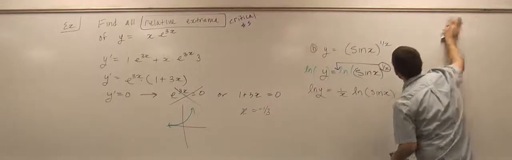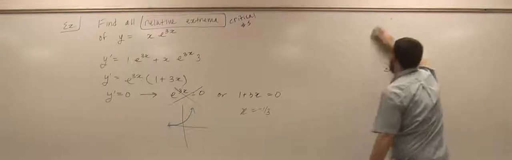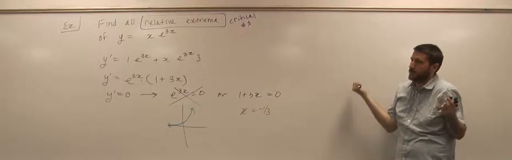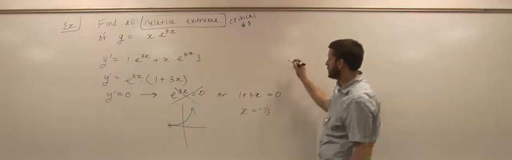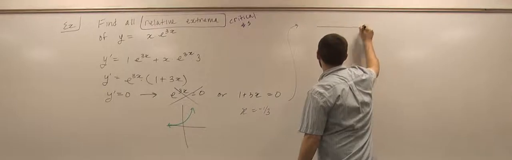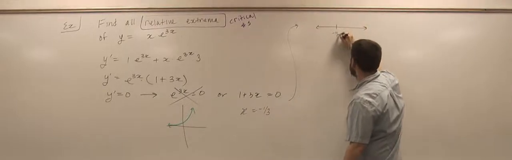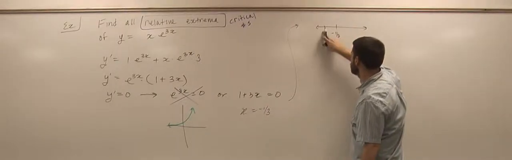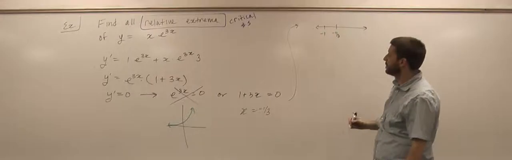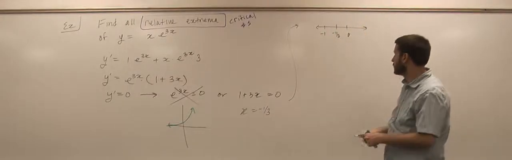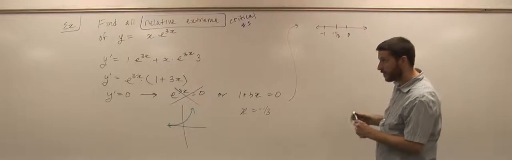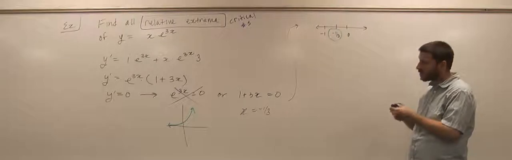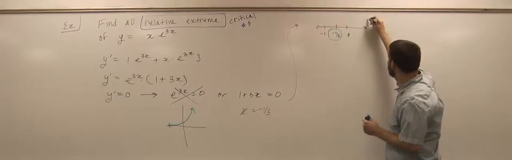Now, I'd really like to know if this is a minimum or a maximum. So how do I test to see whether this is a min or max? That's the first derivative test. All right, do your number line. Negative 1/3. Test something to the left. Oh no, 0 is not to the left. Negative 1 is to the left of negative 1/3. Test something to the right, 0. Where do I plug these in to test? The derivative. Okay, good.